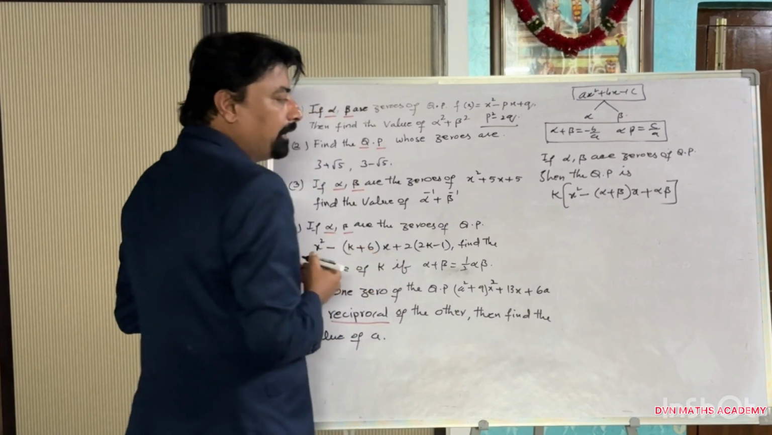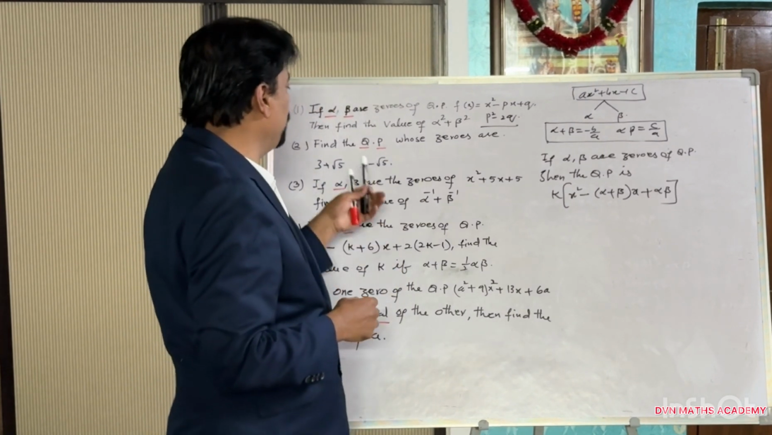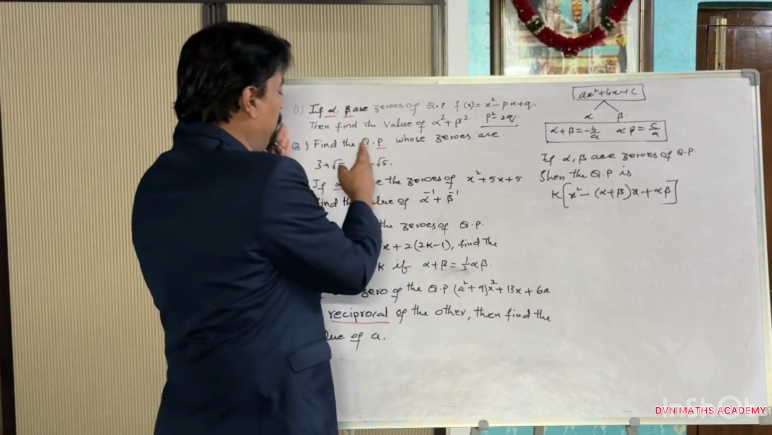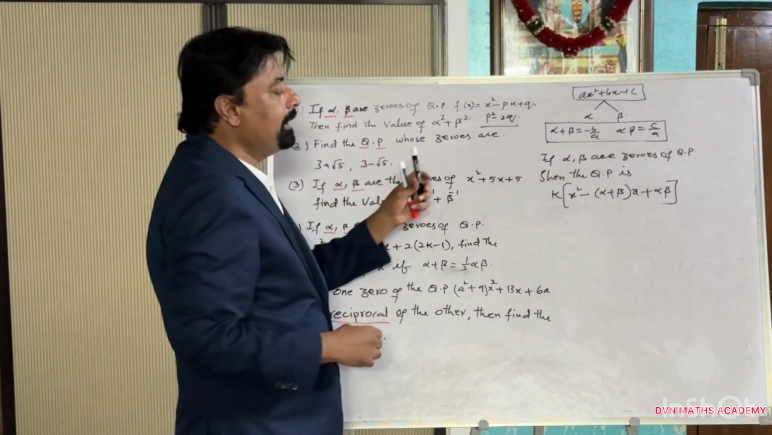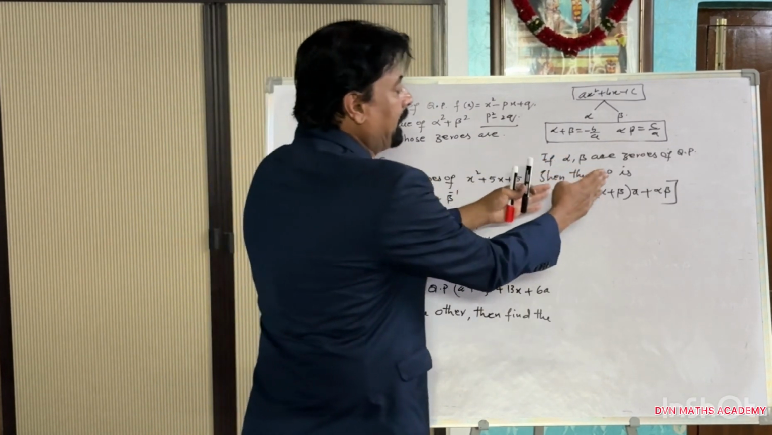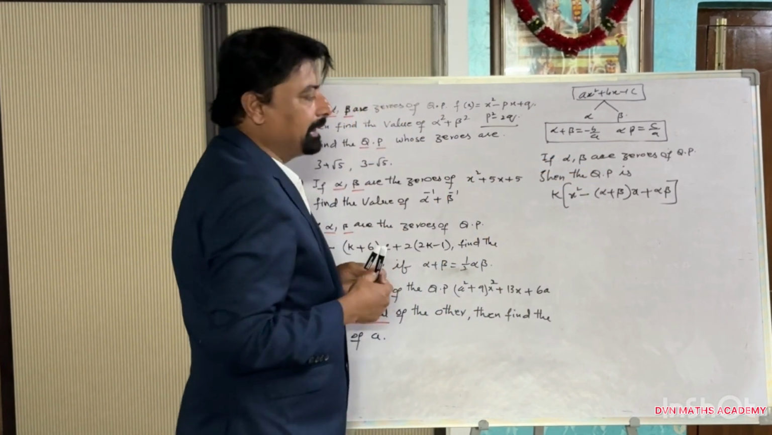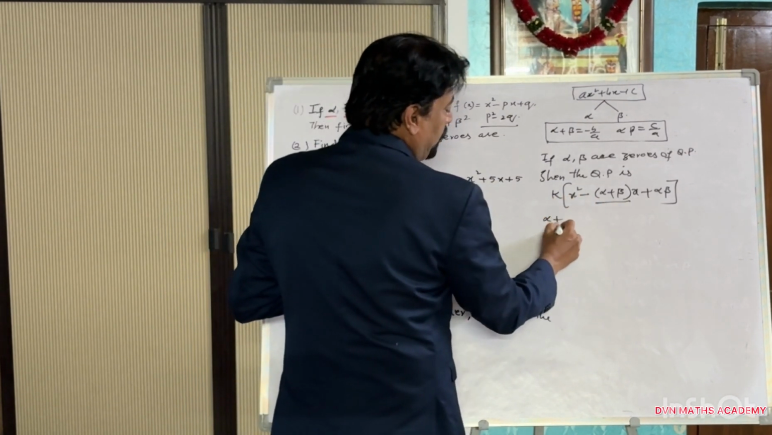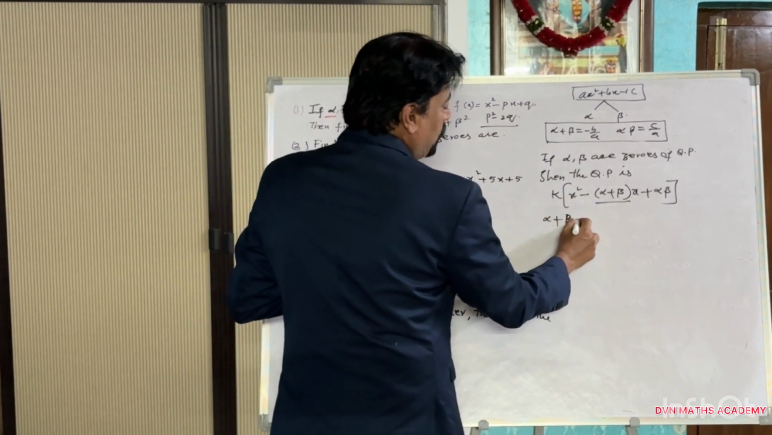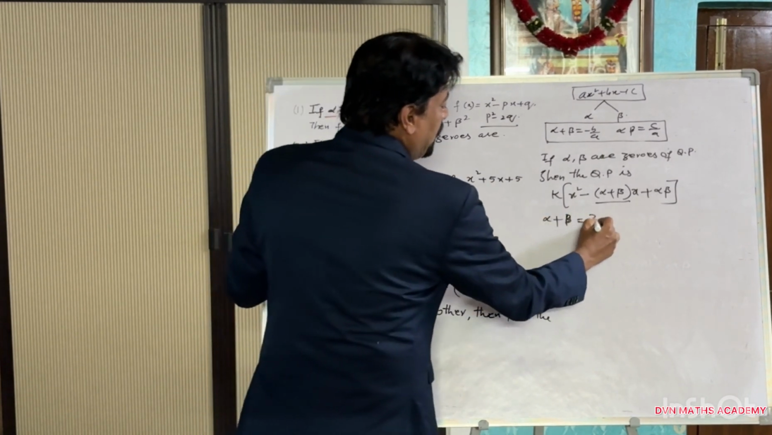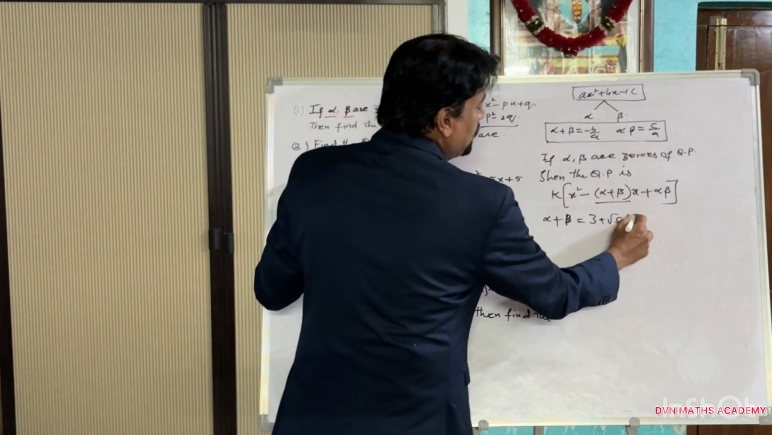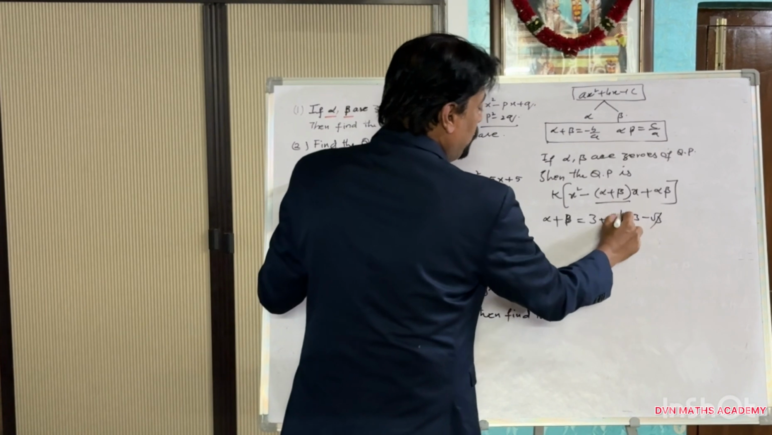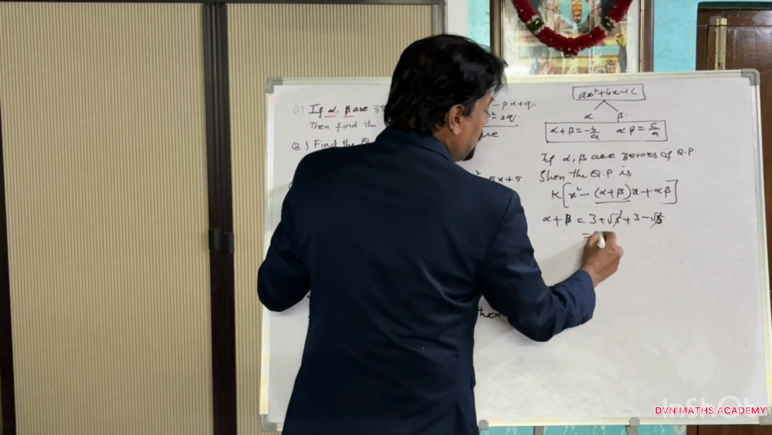This is the general form of a quadratic polynomial when you know the two roots, one root alpha and the second root beta. If you substitute these directly in the formula, you will get the answer. But in a simple way, first find the value of alpha plus beta. Alpha plus beta is equal to 3 plus root 5 plus 3 minus root 5. These two will cancel, and the answer is 6.